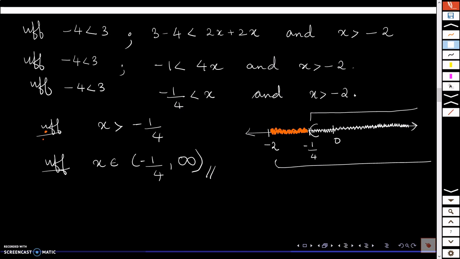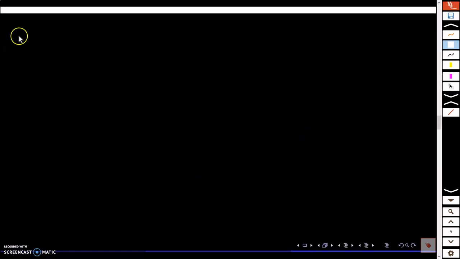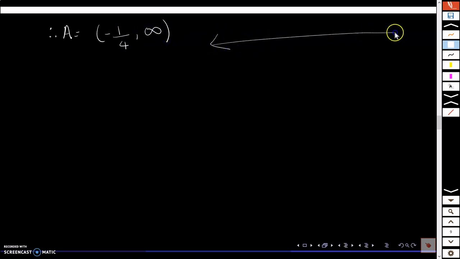But from the first case, we have obtained this interval, minus 1 by 4 comma infinity, open interval. So finally, we can conclude that our set A is nothing but the open interval minus 1 by 4 comma infinity. And if you try to plot it on the number line, you can have 0 here. So minus 1 by 4 will be somewhere here. And I can mark that in red, open interval. And the points which I am marking in red are actually the points of A.